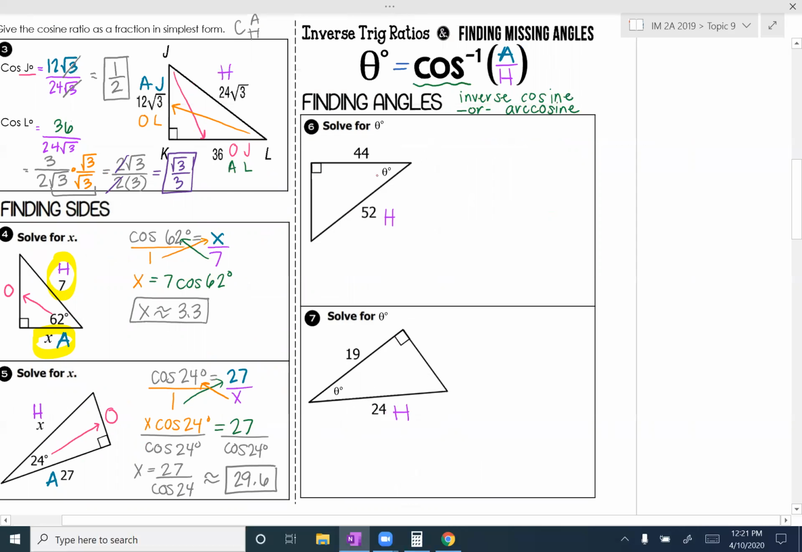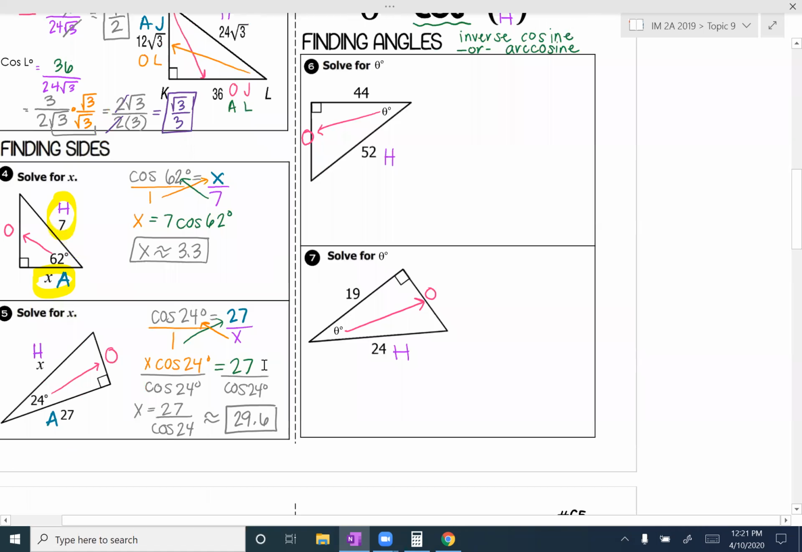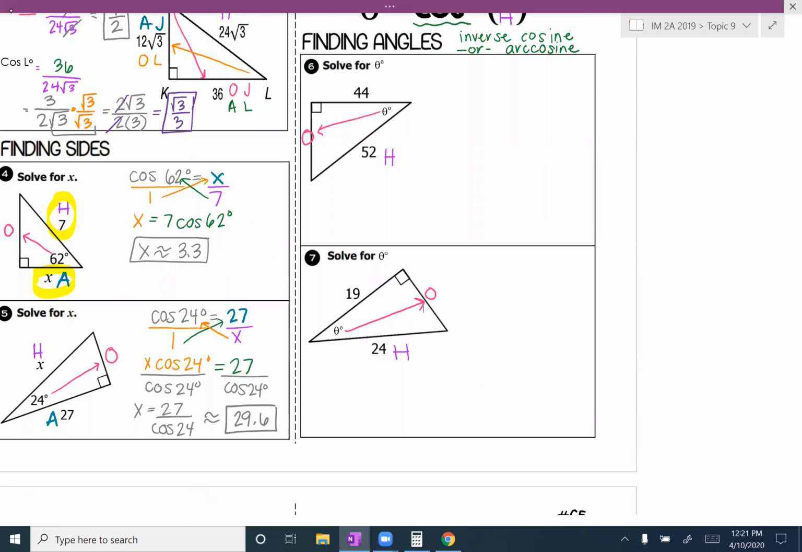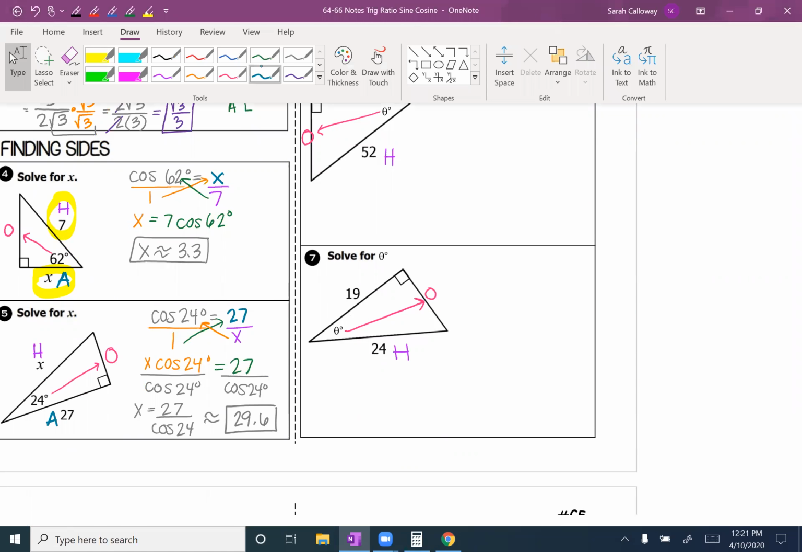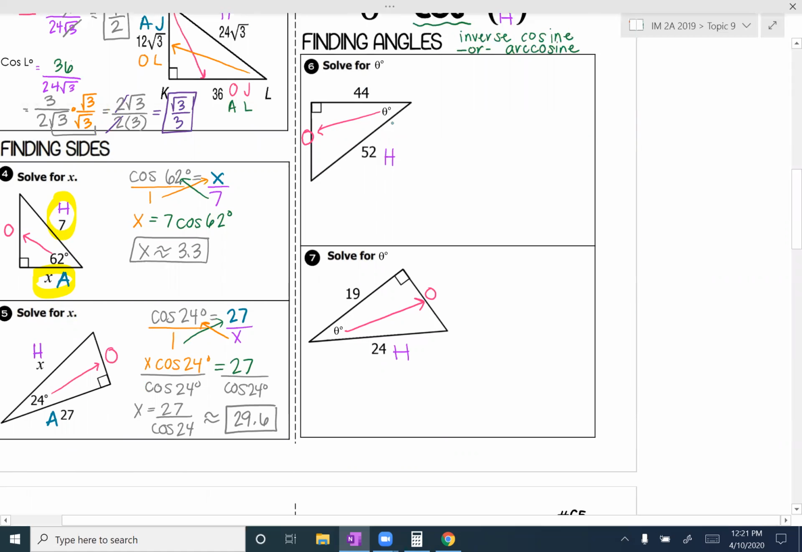The side opposite theta is the blank side on 6, also the blank side on 7. So again, the way that we knew we were using cosine for all of these is that notice O was always blank. Last thing we're going to do is the adjacent side. The side right next to theta is 44 for number 6, and the side right next to theta is 19 for 7.